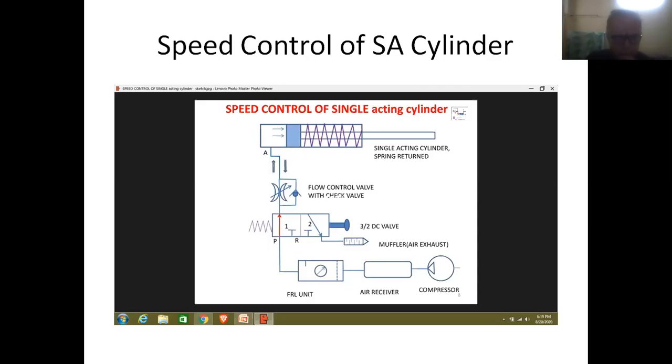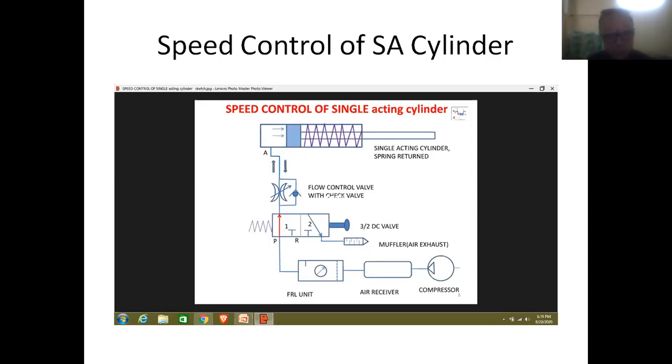So here we can see the arrangement of the DC valve. That is placed before the flow regulator. Three ports are made inside the DC valve: one inlet port, one outlet port and one exhaust port, as shown in the figure. So it's called a three-way valve. And the push button is placed in this region and the return spring is placed in this region.